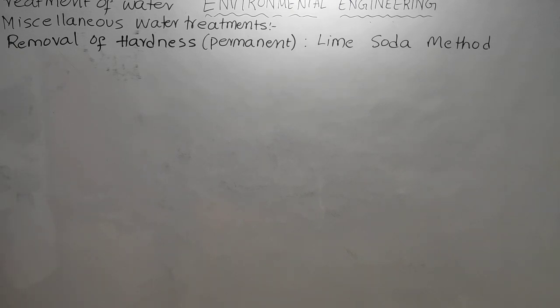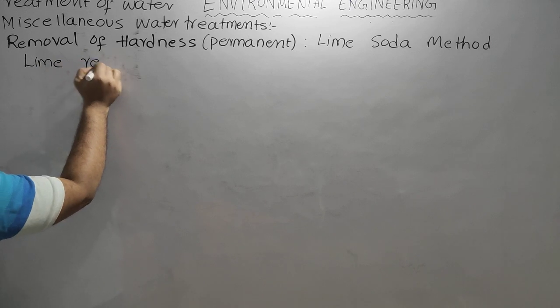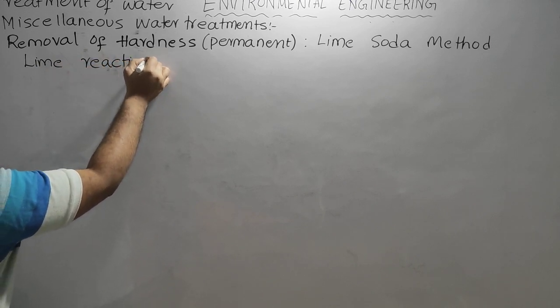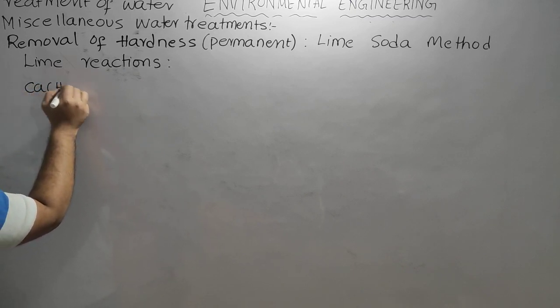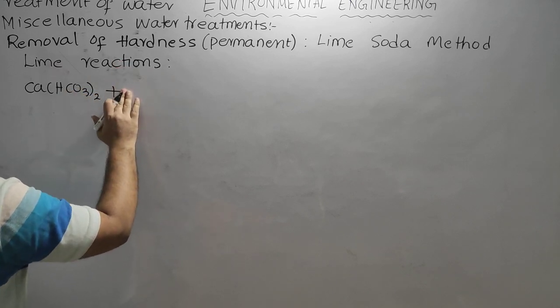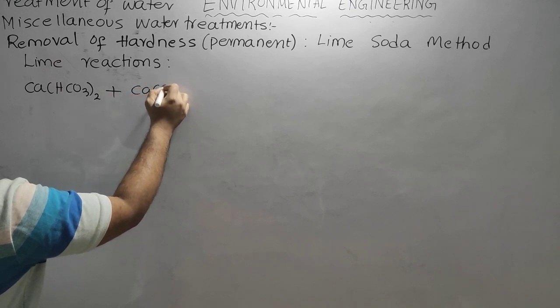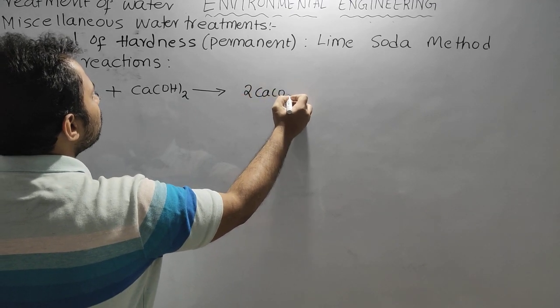So we have already seen the lime reactions: what happens when lime reacts with calcium bicarbonate, magnesium bicarbonate and magnesium carbonate. Those are the lime reactions for temporary hardness. Ca(HCO3)2 reacts with hydrated lime and forms 2CaCO3 plus 2H2O.